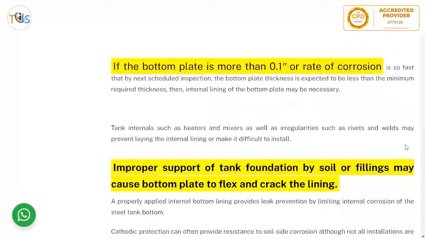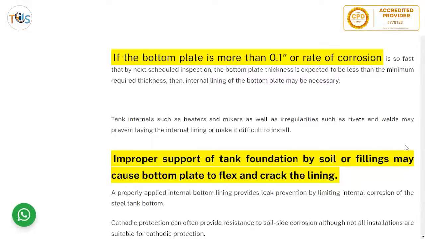If the bottom plate is more than 0.1 inch, or the rate of corrosion is so fast that by the next scheduled inspection the bottom plate thickness is expected to be less than the minimum required thickness, then internal lining of the bottom plate may be necessary.